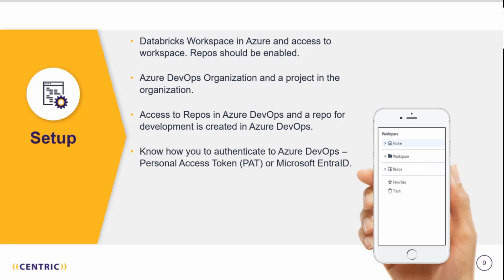The next step is authentication. So you want to think about how you will authenticate from your pipelines in Azure DevOps to Databricks. So I'm going to be using personal access token authentication, and I'm going to be referring to it as PAT.